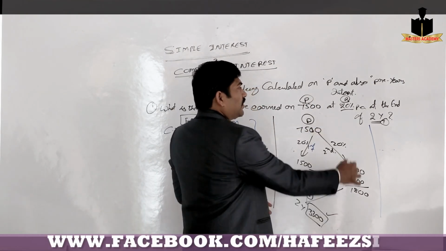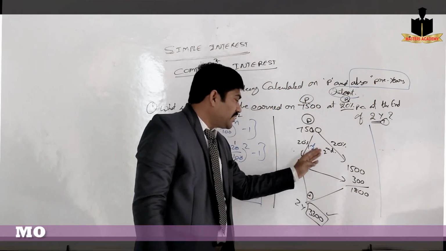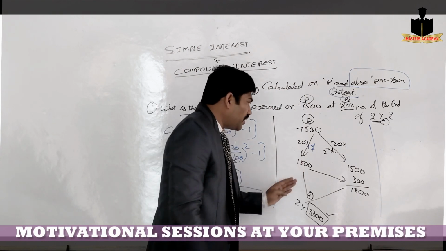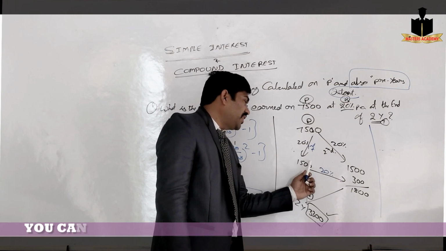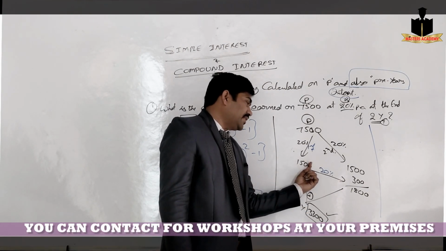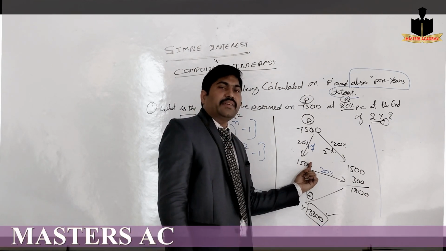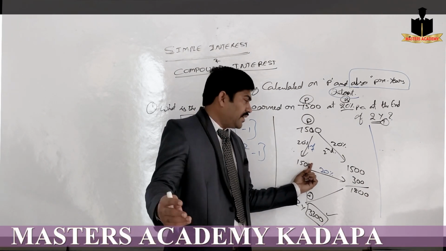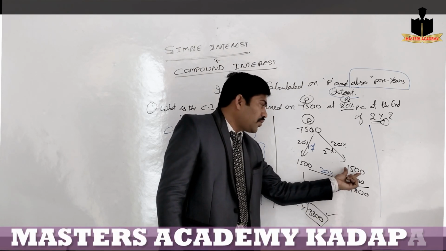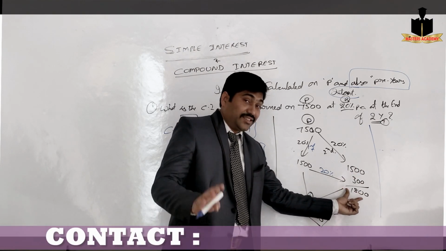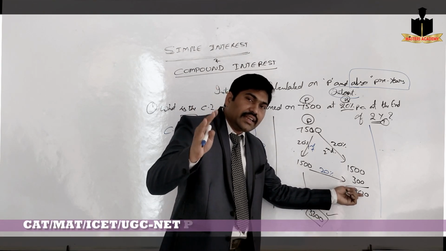Please remember, for this we also need to calculate interest on the previous year's interest. The previous year's interest is nothing but 1500. For that also we need to calculate 20%. What is 10% of 1500? Remove one zero, you get 150. Twice is 20%, so 20% of 1500 is 300. This is the previous interest. So 1500 plus 300 is 1800. This is not over. This is actually only the second year's compound interest.